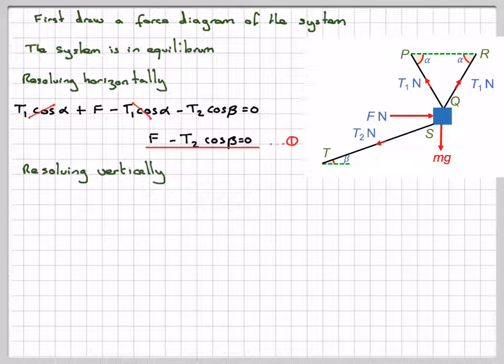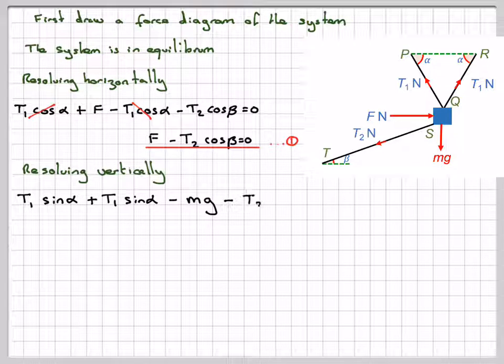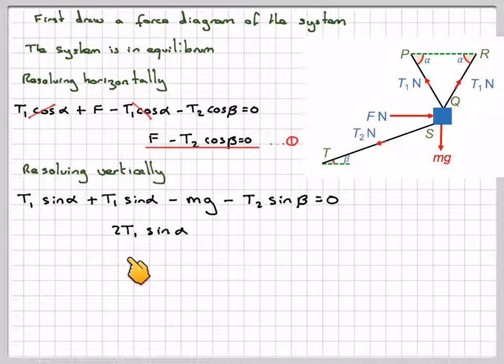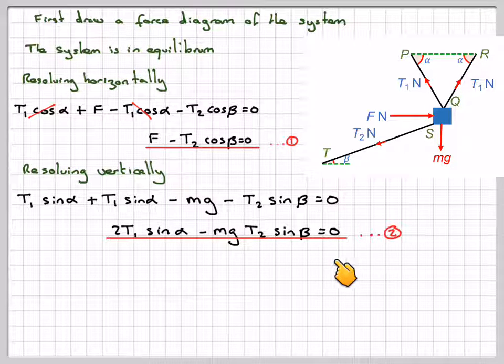Resolving vertically, so this way now. So we've got T1 sine alpha and another T1 sine alpha from there, minus the weight, because that's in the opposite direction, and minus T2 sine beta of this one acting down here from this rope here, that component there. So that's going to give me two lots of T1 sine alpha minus mg minus T2 sine beta is equal to 0. We'll call that equation 2.